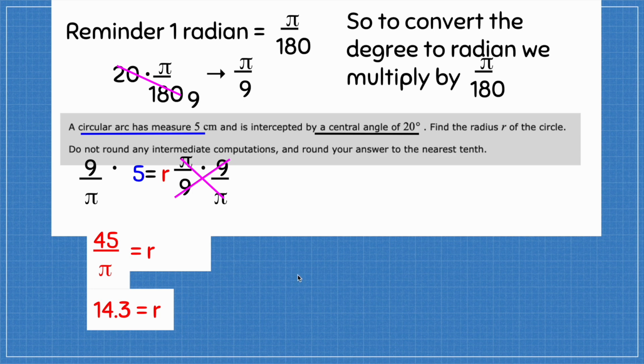All right, so this was finding either a central angle or an arc length in radians.